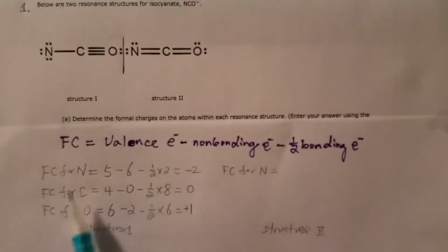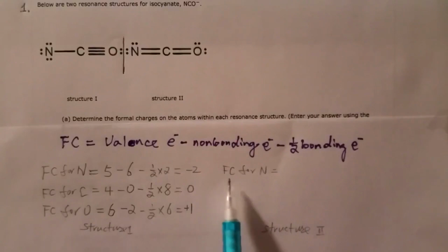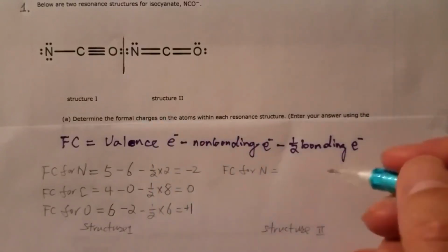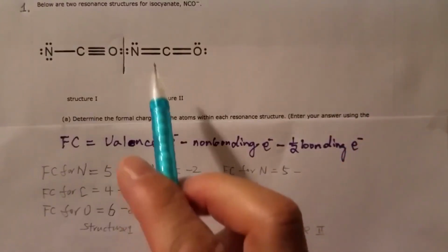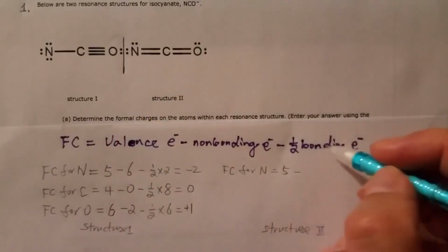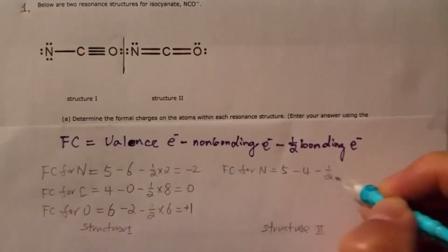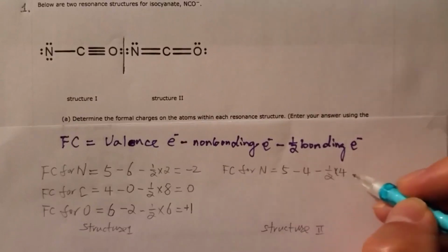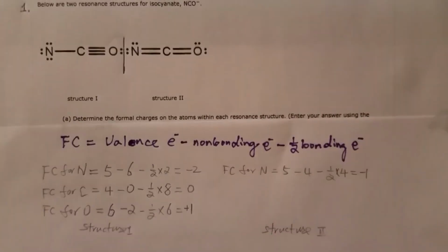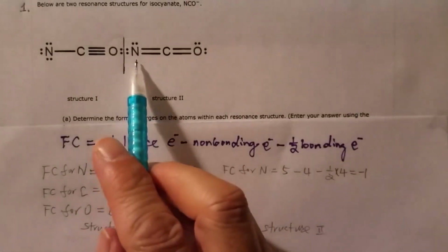So this is structure 1, and now let's work on the same for structure 2. Formal charge for nitrogen. Again, nitrogen should have 5 valence electrons, and lone pair electrons or non-bonding electrons, that's 4, minus 1/2 of 4 bonding electrons. So that should give us minus 1 formal charge for this nitrogen.